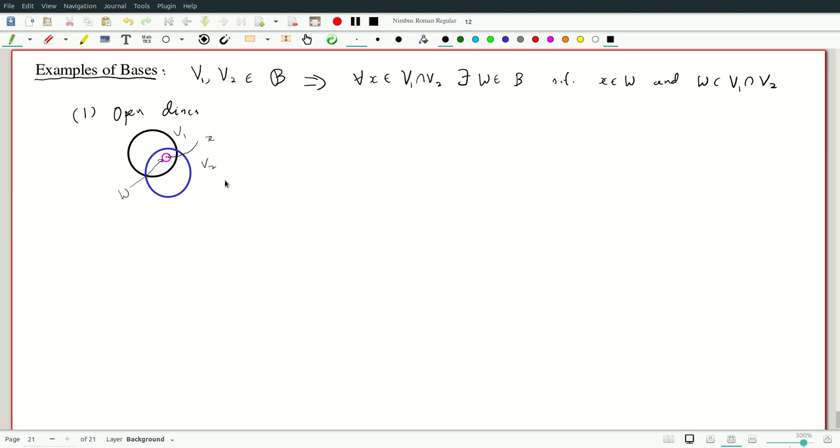So given two open disks and a point in the intersection, I can find a disk which is contained in the intersection. So open disks, they form a basis. I have to insist on open because on the boundary it's problematic. You won't necessarily find these. So they form a basis for a topology on R2.